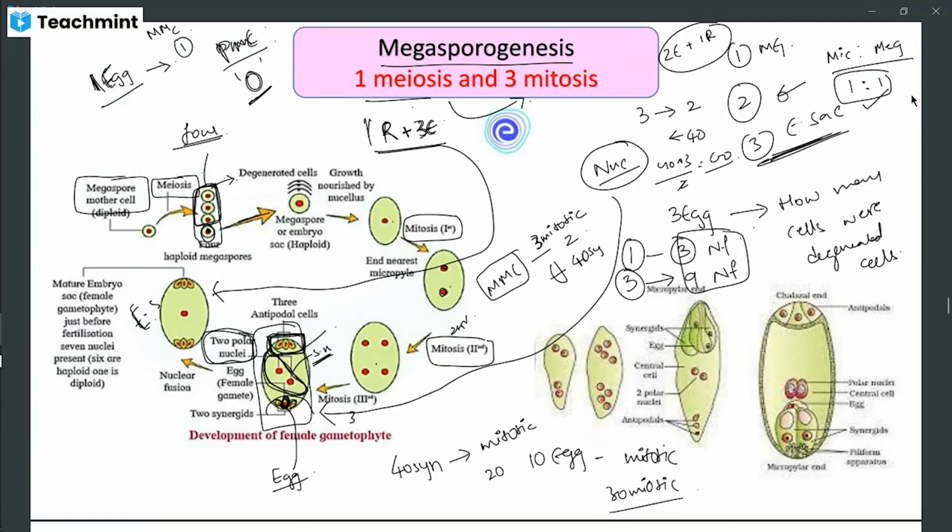In the form of ratios, in the form of divisions, they will just give you how many number of cells, like synergids or antipodals, and X cells. They will ask you how many meiosis and how many mitotic divisions.